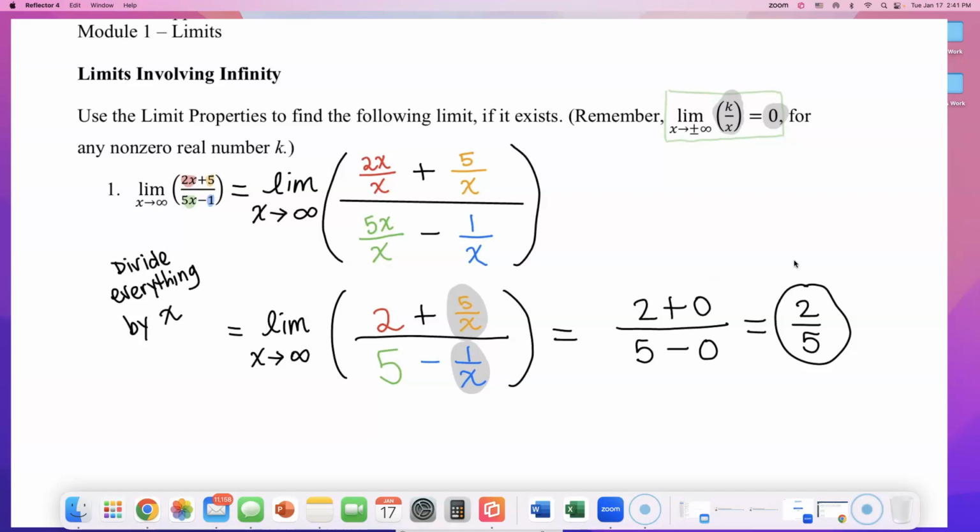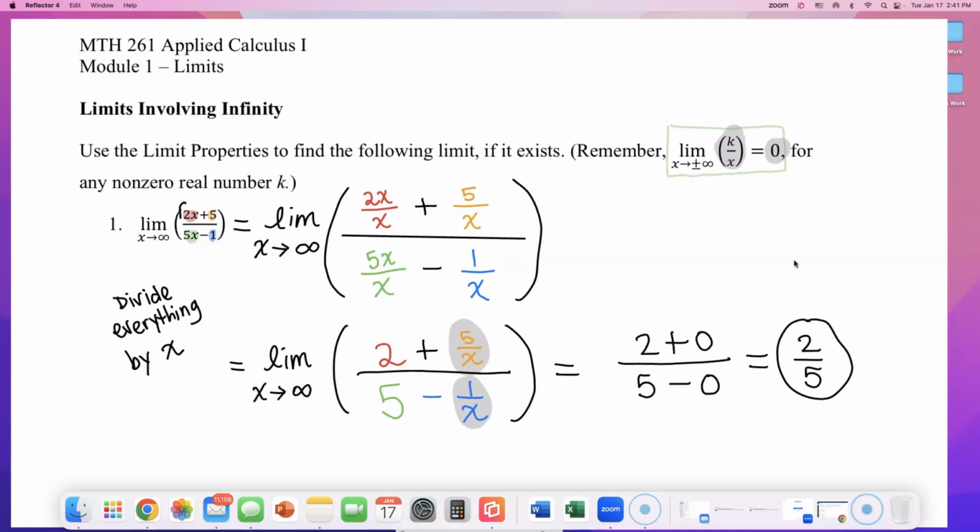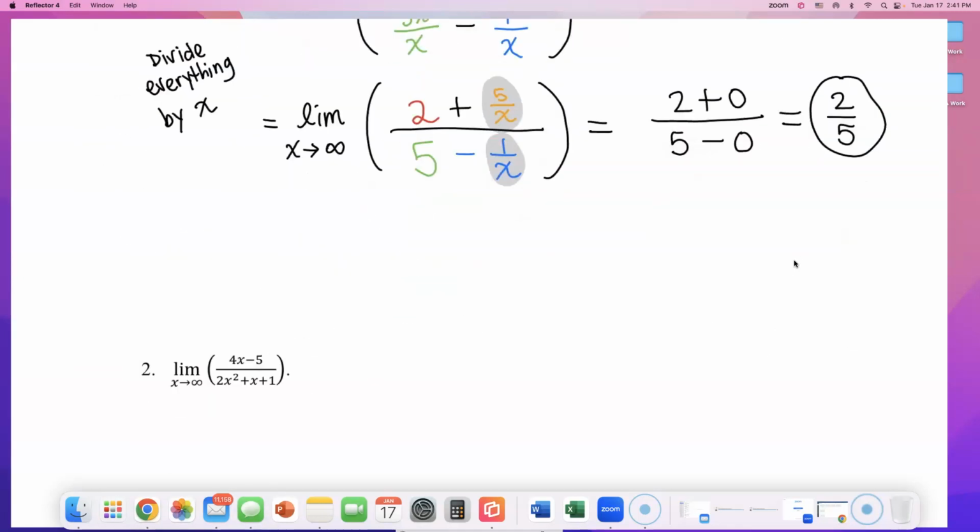You probably remember from pre-calculus that the horizontal asymptote is just reading the ratio of leading coefficients. And you see that right there, 2 over 5. But that's not always going to work if the degree of the numerator and the degree of the denominator are different. So let's try another practice problem here, okay?